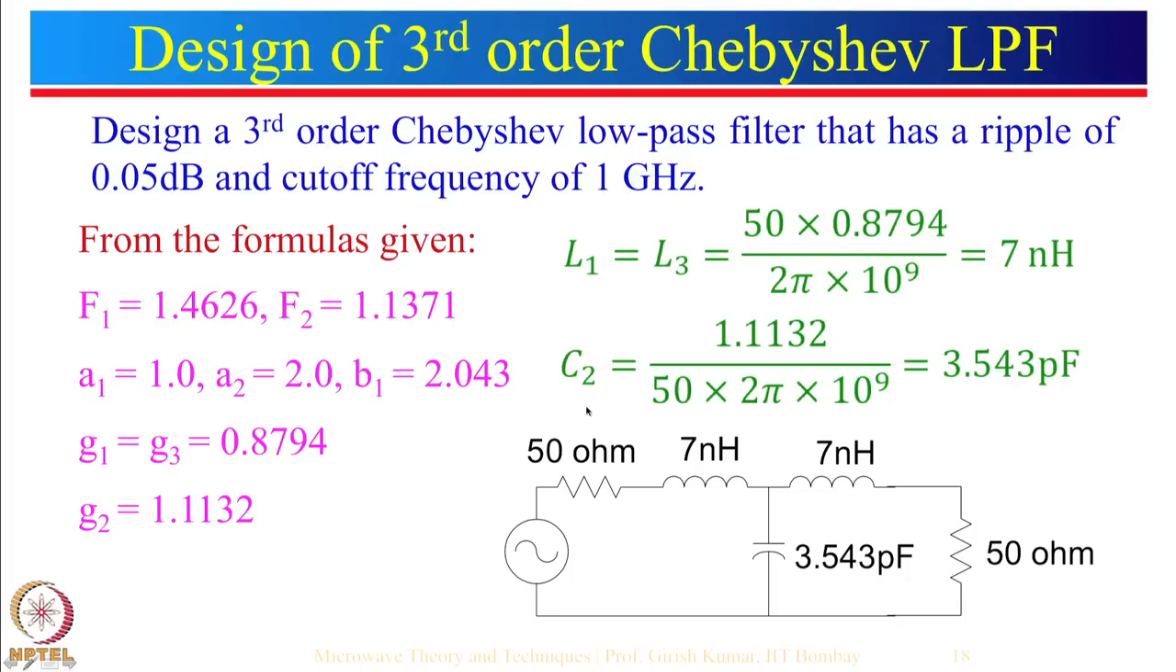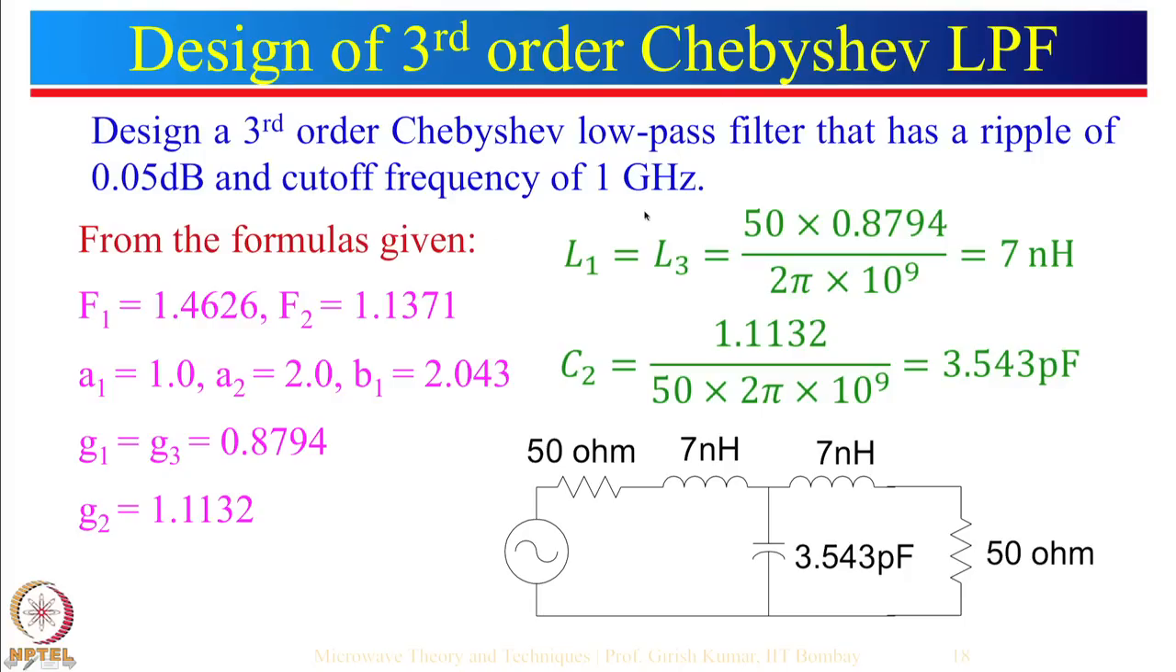To find the value of the capacitance, you use the G2 parameter. This is G2 divided by R0, or Z0, which is equal to 50 ohm, multiplied by omega c, which is 2 pi into 10 to the power 9. That comes out to be this value over here. So, this is the actual circuit simulation for the third order Chebyshev filter with a response of 0.05 dB ripple in the pass band and a cutoff frequency of 1 gigahertz.